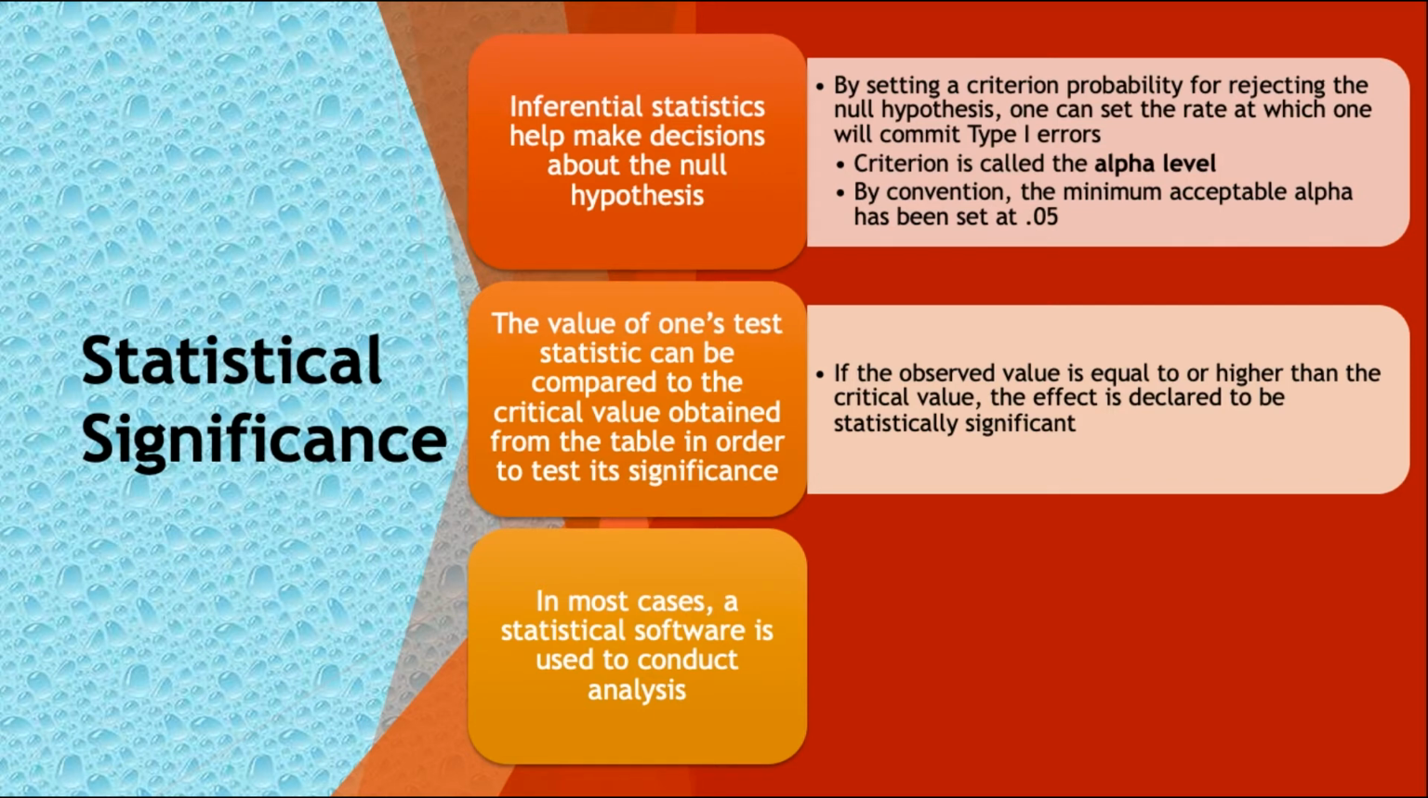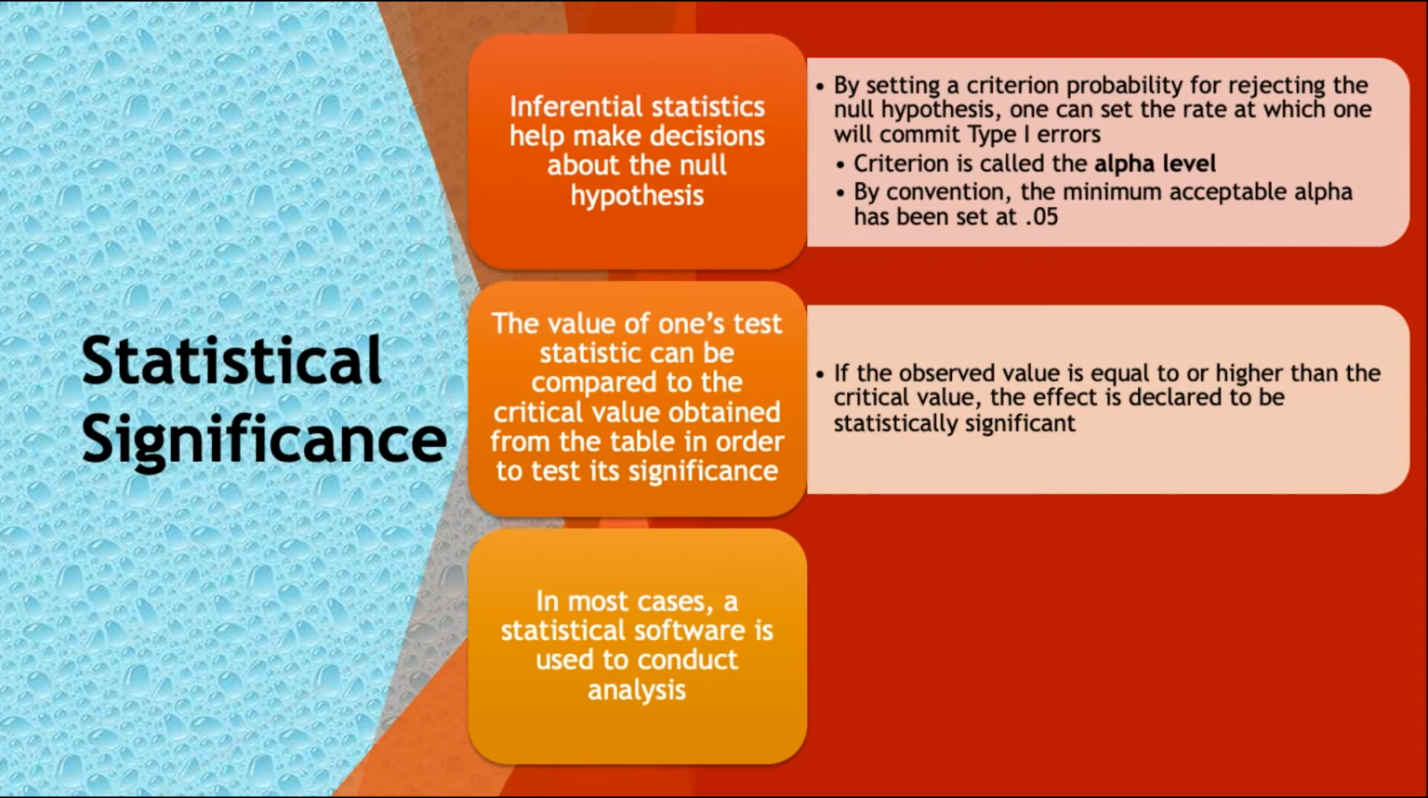Then we go to statistical significance. In inferential statistics, a p-value is the estimated probability of obtaining an apparent treatment effect, maybe a difference between samples, at least as large as the one you actually found, given that the null hypothesis is true. By setting a criterion probability for rejecting the null hypothesis, you can set the rate at which you will commit a type 1 error. This criterion is called the alpha level. The alpha level is the probability of making a type 1 error. The smaller you make alpha, the less likely you are to make a type 1 error.